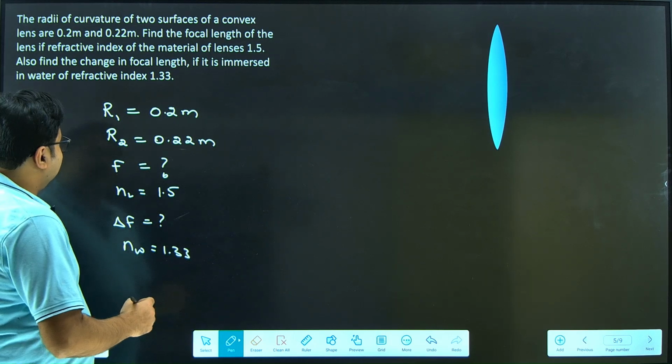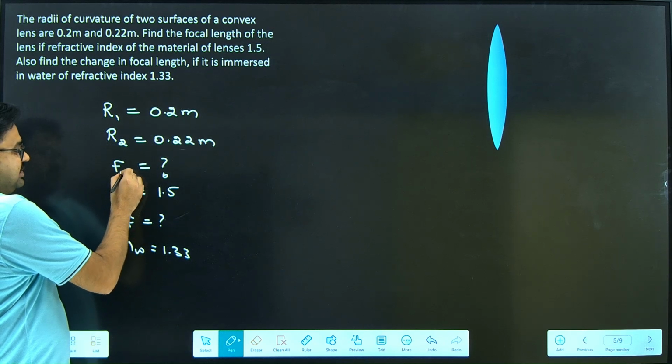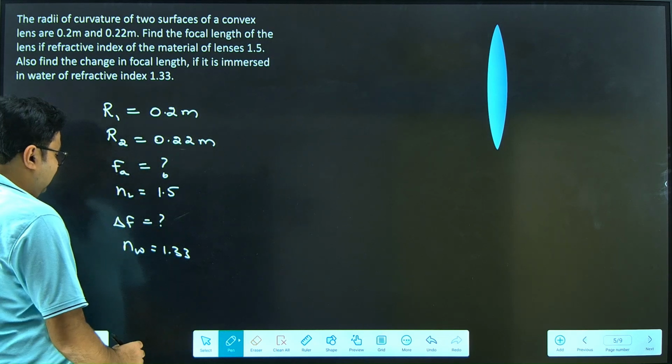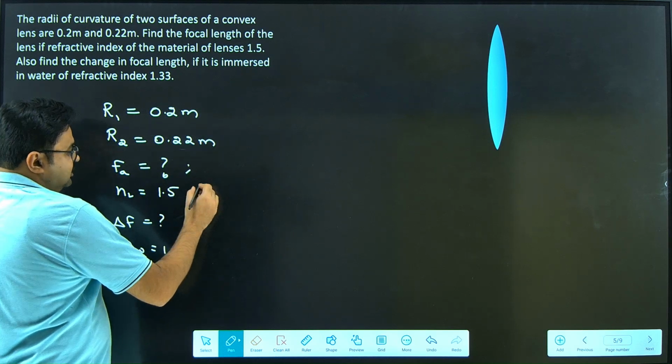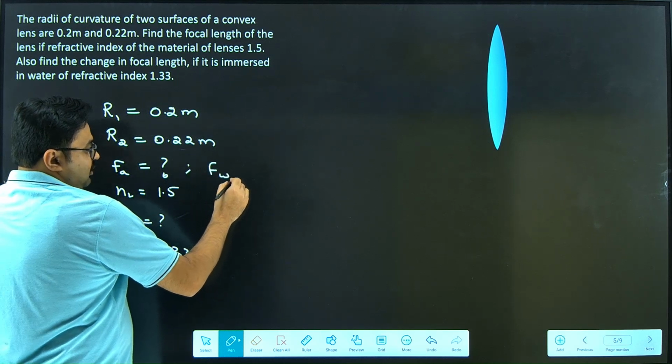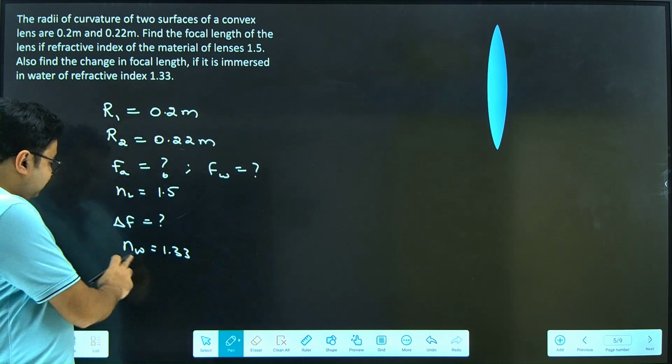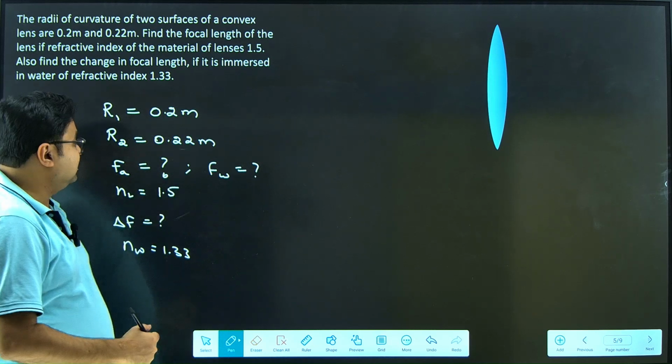So the first thing that we need to do is find the focal length of this lens in air. Let's do that. And then we will find the focal length of the same lens in water. After that, we can just find the change in focal length. It's as simple as that.